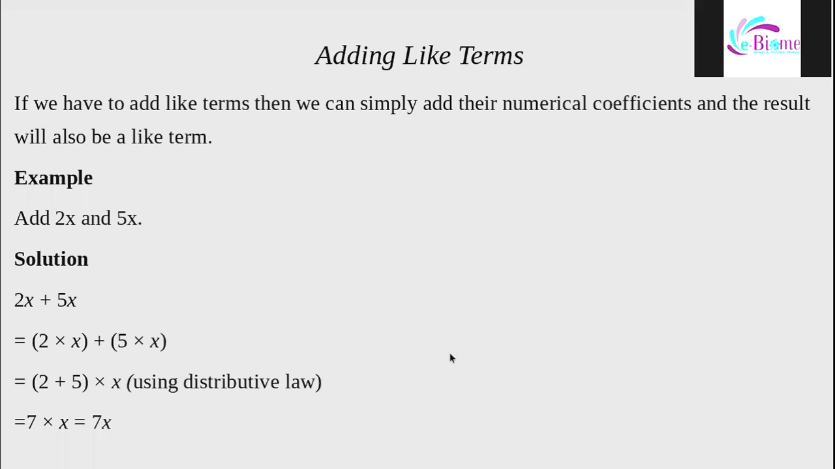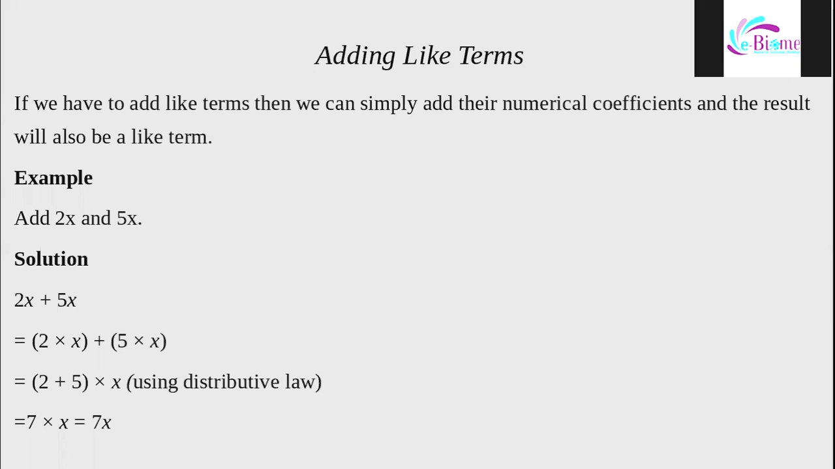So let's look at adding like terms. If we have to add like terms, we can simply add their numerical coefficients, and the result will also be a like term. Anyone know what a coefficient is? The number in front of the variable. Okay, very good. The number in front of the variable.